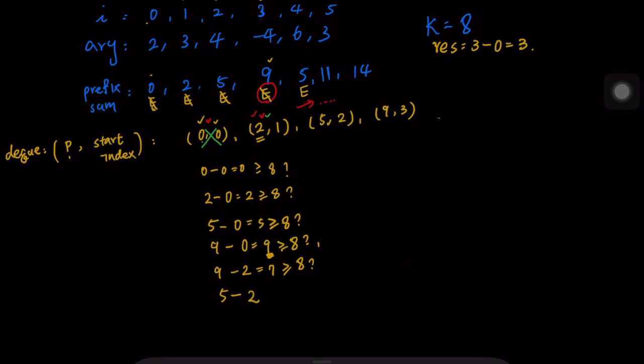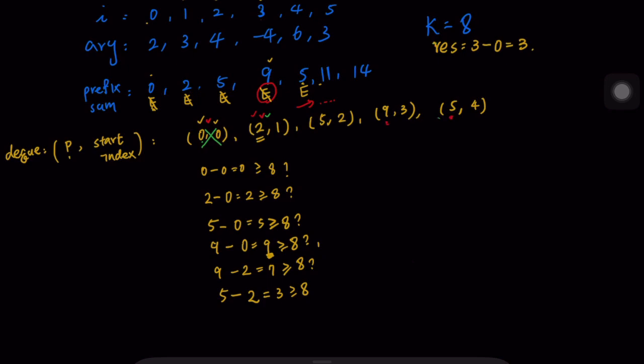Now it's 2. It is 3. Is this bigger or equal to 8? No, it isn't. So put this 5 into our start index. So it is 5 and the value is 5 and the index is 4.